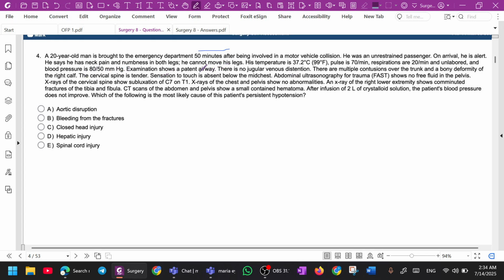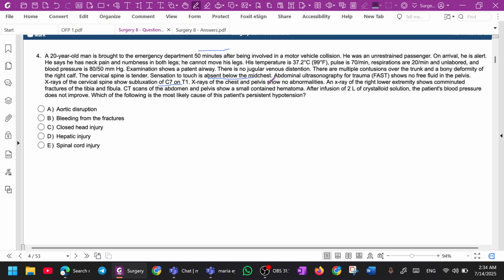Examination shows a patent airway. There is no jugular venous distension. There are multiple contusions over the trunk and a bony deformity of the right leg. The cervical spine is tender. Sensation to touch is absent below the mid-chest. Abdominal ultrasonography for trauma, FAST, shows no free fluid in the pelvis. X-ray of the cervical spine shows subluxation of C7 on T1.